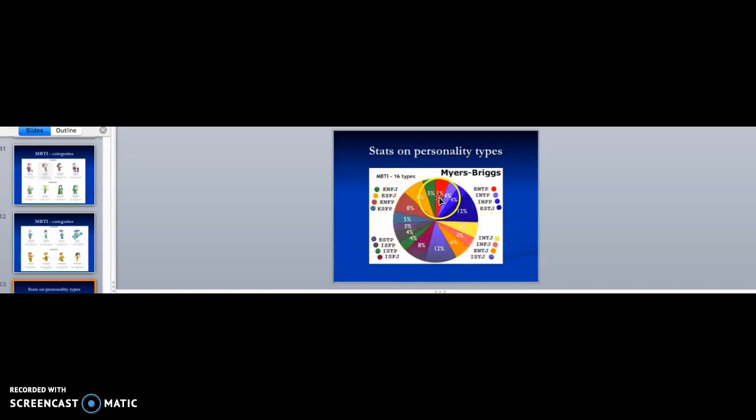Here's kind of how people in the population fall. As you can see, ESTJ and ISTJ are the most popular personality types, whereas the INFJ, and the INTP and the INFP are less popular. So have fun with that, and you'll see what kind of type you are, and I look forward to hearing all about it in the discussion.